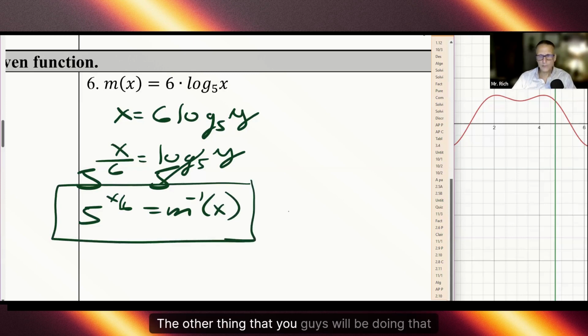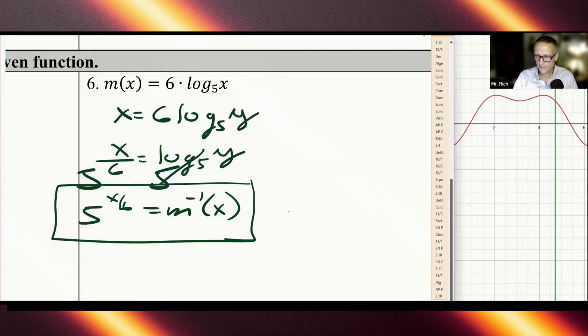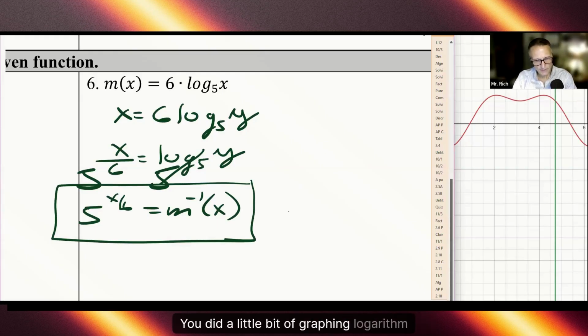The other thing that you will be doing in AP Precalc this week is getting back into graphing log functions. And that's usually not a favorite topic in Algebra 2. You did a little bit of graphing logarithm functions. You'll do a little bit more of that in 2.11.